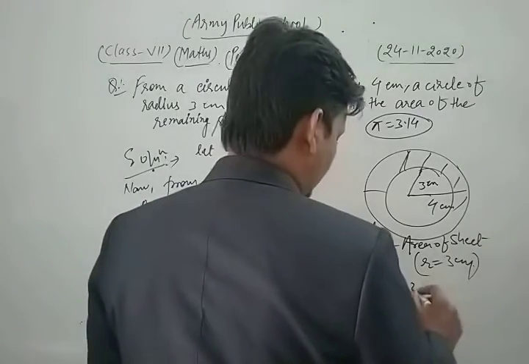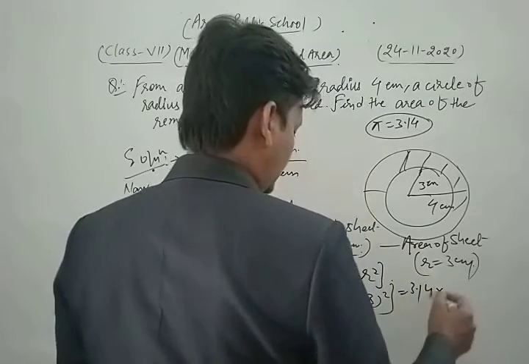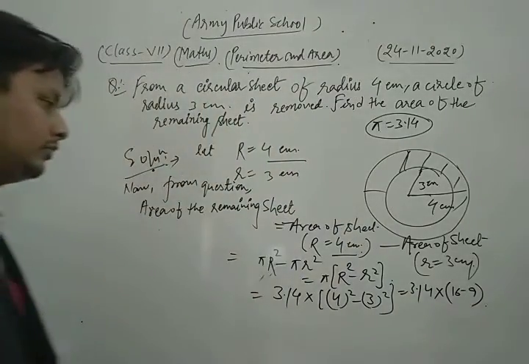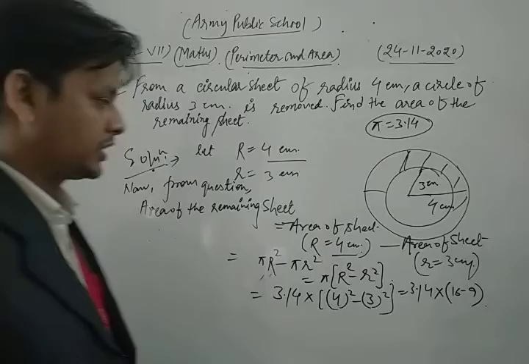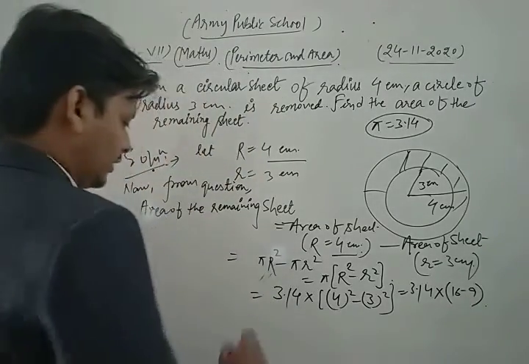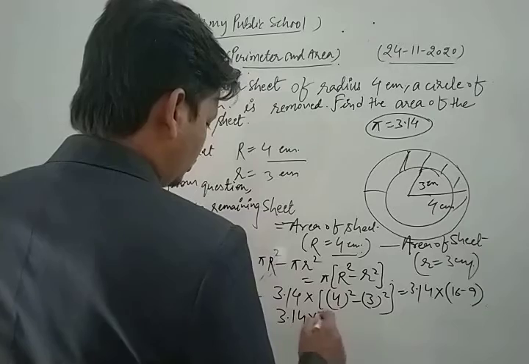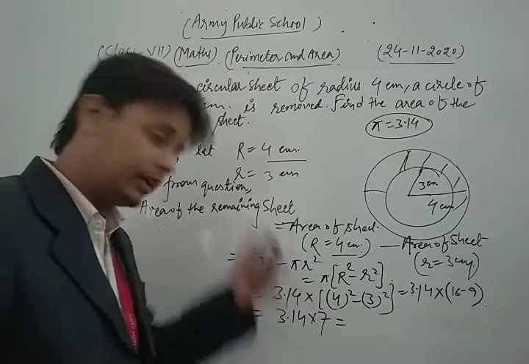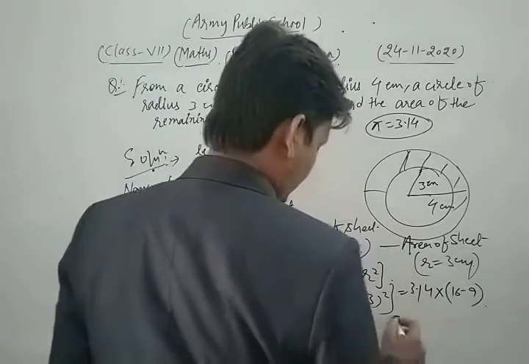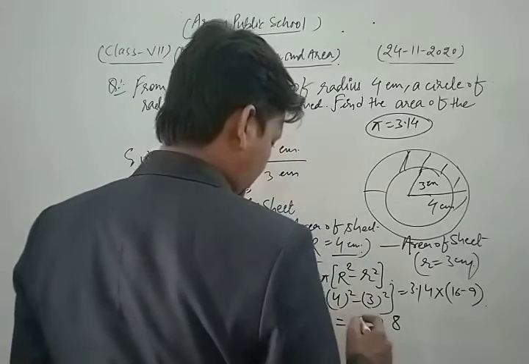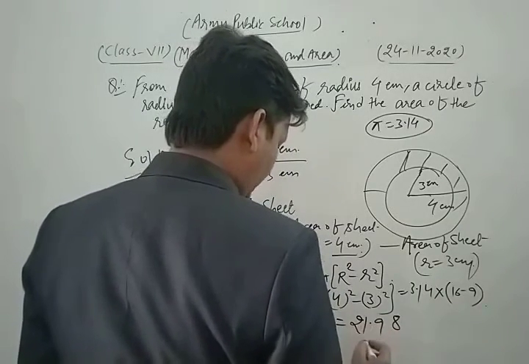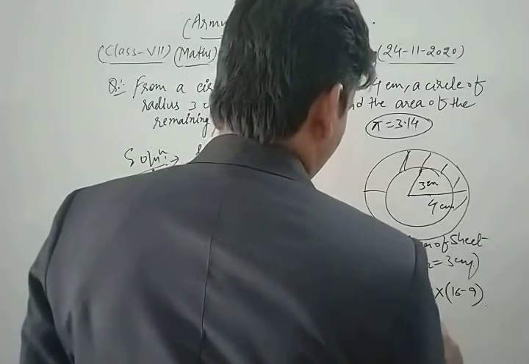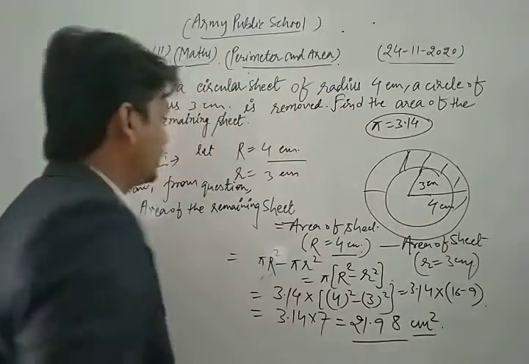So we get 3.14 into 4 squared is 16 minus 3 squared is 9. So 16 minus 9 is 7. So we get 3.14 into 7. Now we multiply them, and which is our required answer. This is 21.98 centimeter square. This is the area of the remaining sheet.